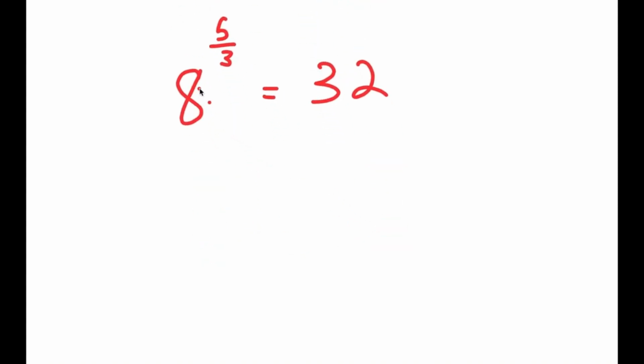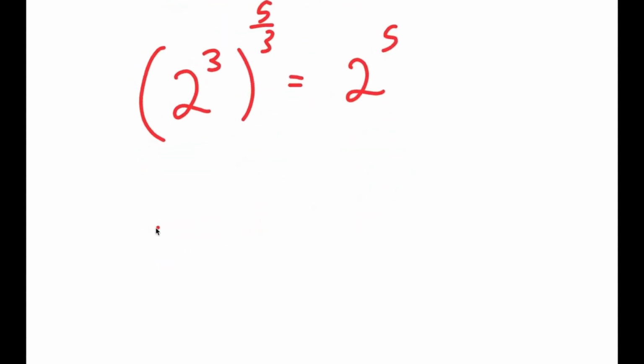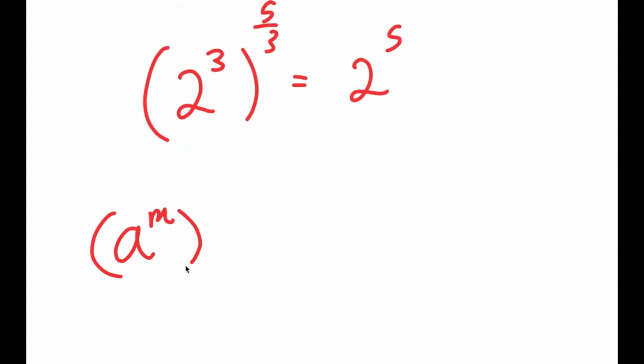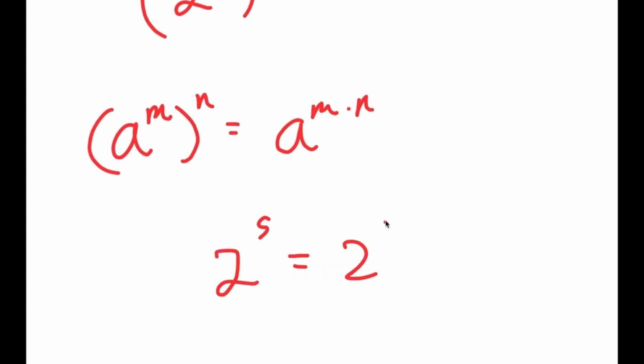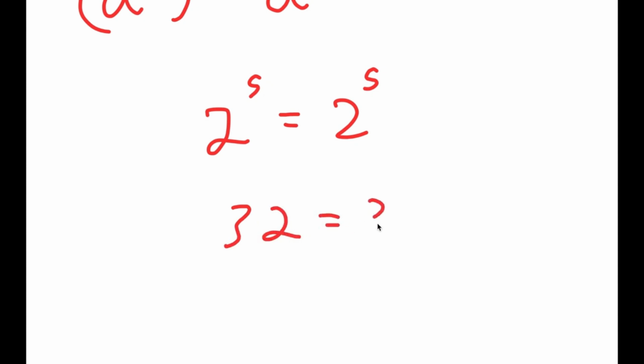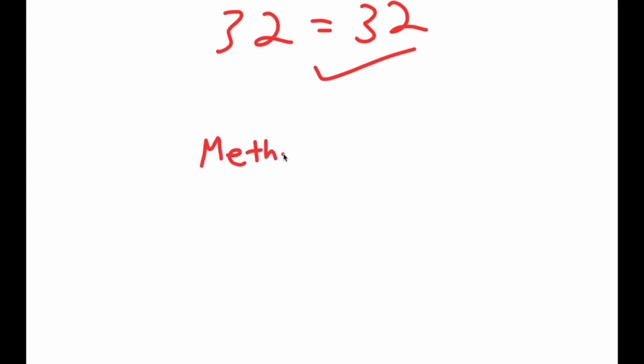Now, if you already know, 8 is the same thing as 2 to the power of 3. So I get 2 to the power of 3 to the power of 5 over 3 is equal to 32. 32 is the same thing as 2 to the power of 5. And if I have something in the form a to the power of m to the power of n, this is equal to a to the power of m times n. So these two 3's cancel out, and I get 2 to the power of 5 is equal to 2 to the power of 5, or this is the same thing as 32 is equal to 32. This is right. Now, I also have a second method of solving this problem.